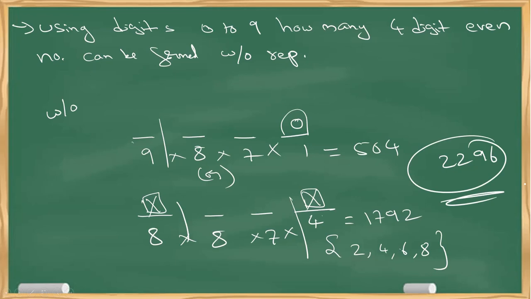This is the answer for digits 0 to 9 forming a four-digit even number without repetition. So whenever 0 comes into the picture, always remember the indirect condition is that 0 should not come in the first position.